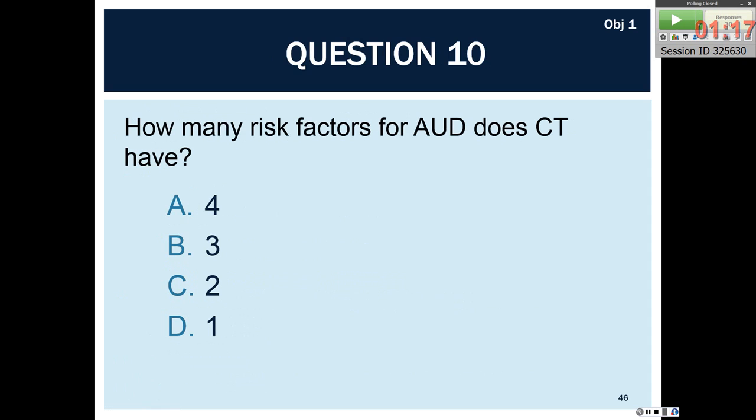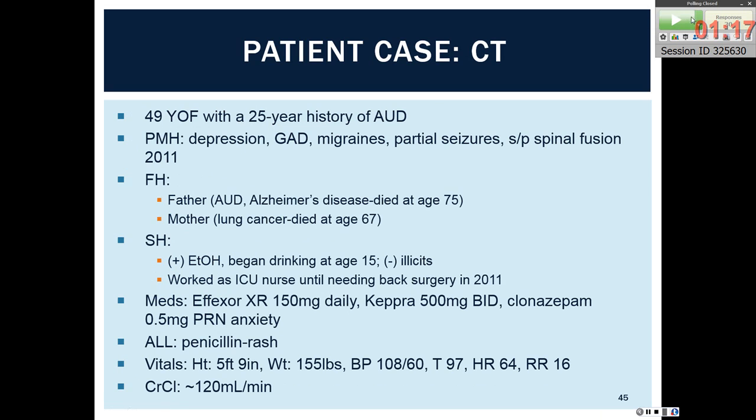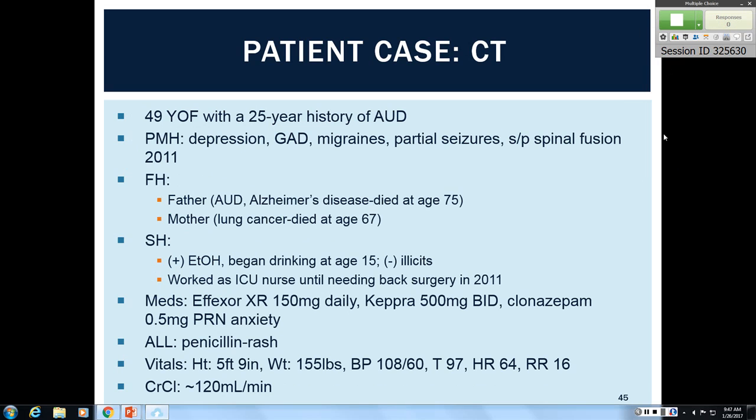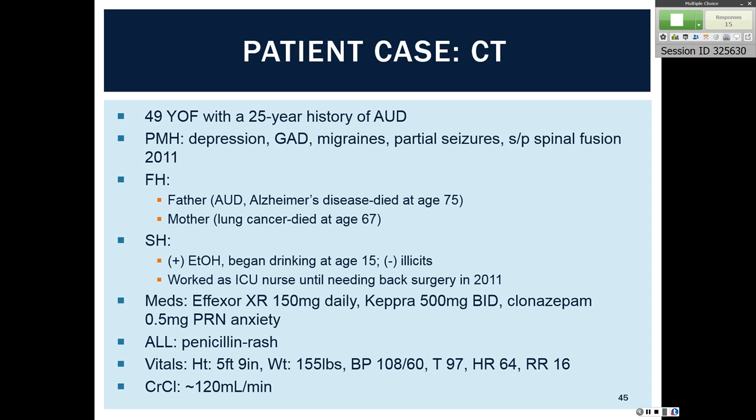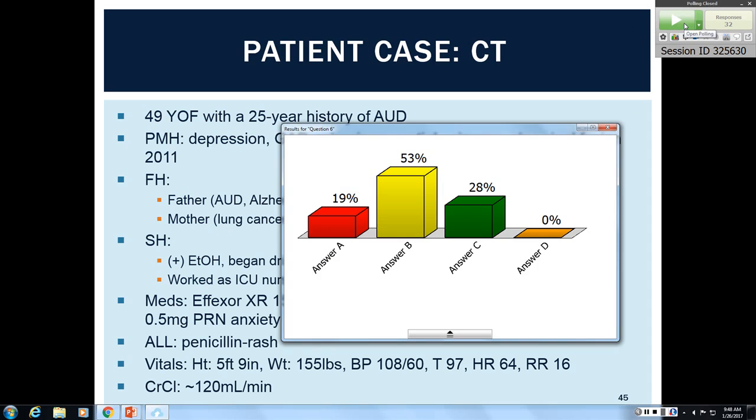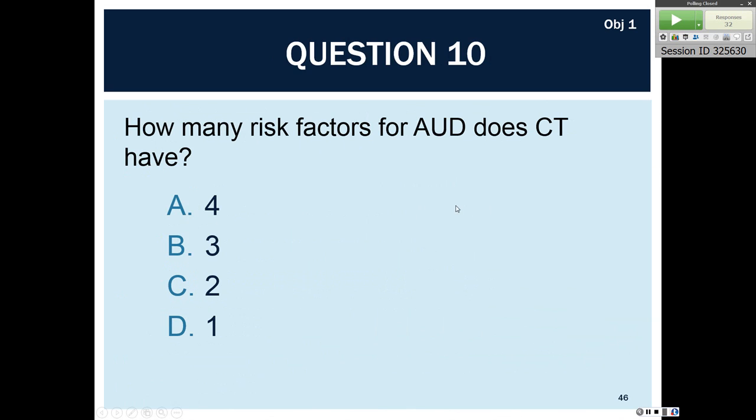So how many risk factors for alcohol use disorder does CT have? 1, 2, 3, or 4, and that goes with A, B, C, or D. Or I think that's what it is. Sorry, other way. 4, 3, 2, or 1 goes with A, B, C, or D. Okay. Oh boy. I hate when I lose that little screen.